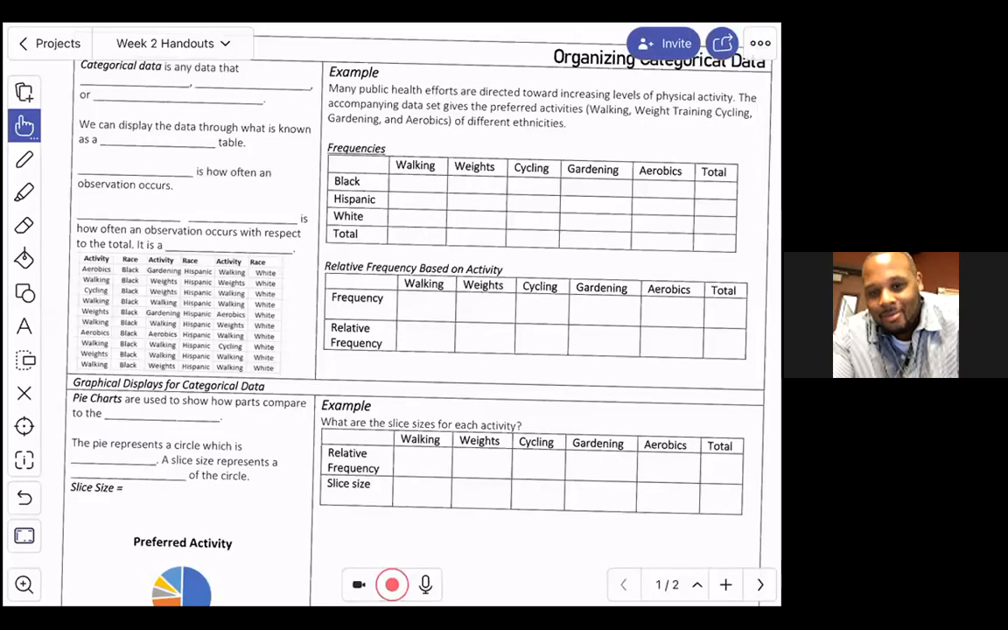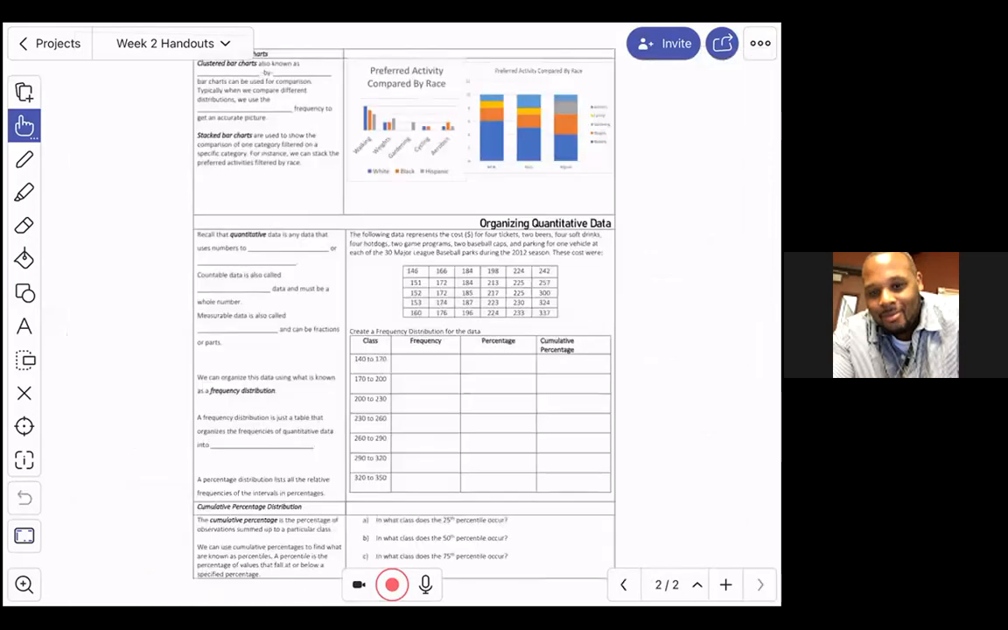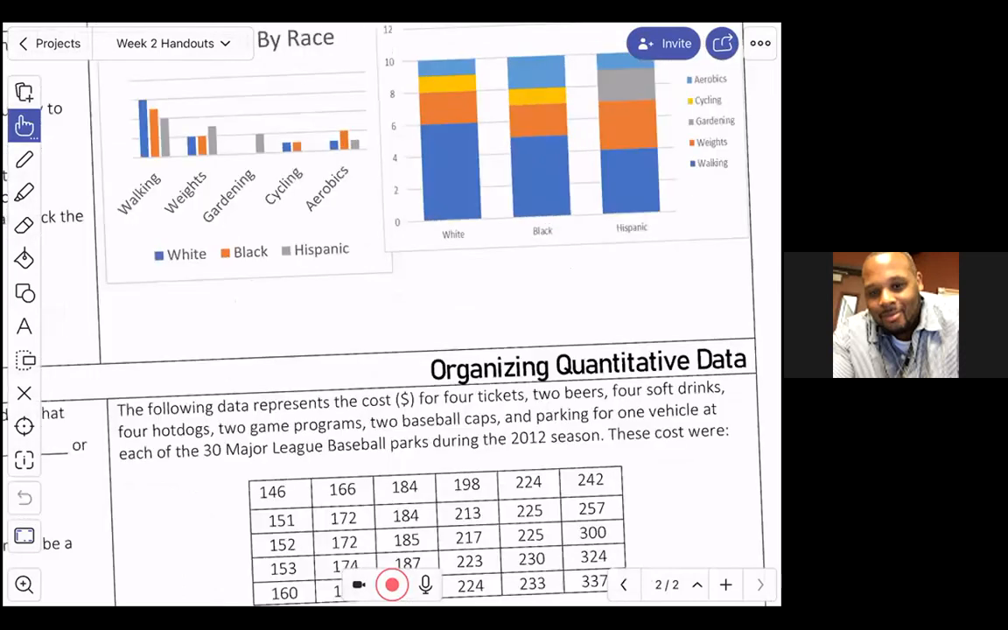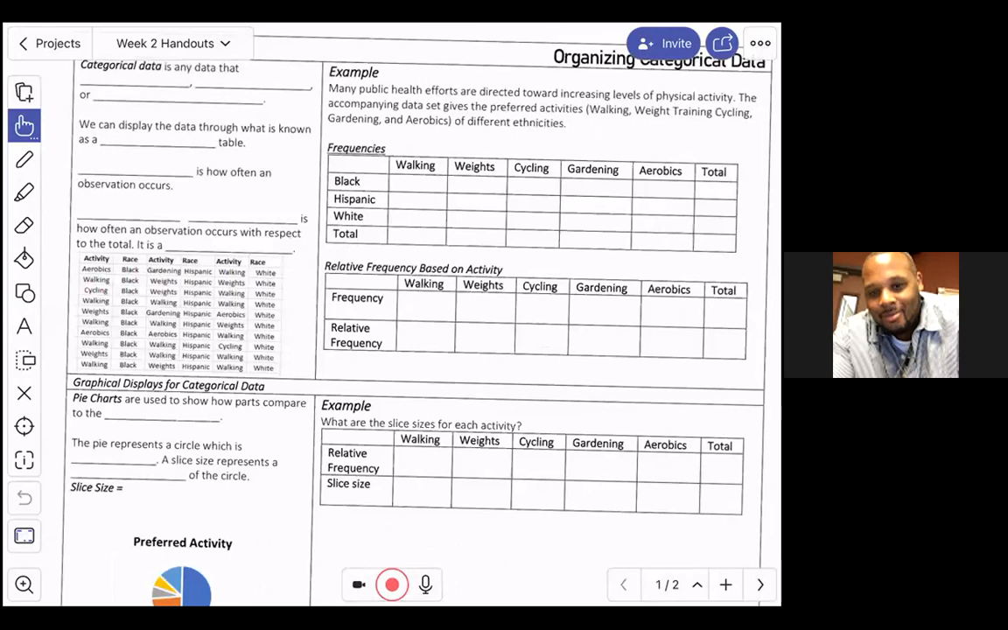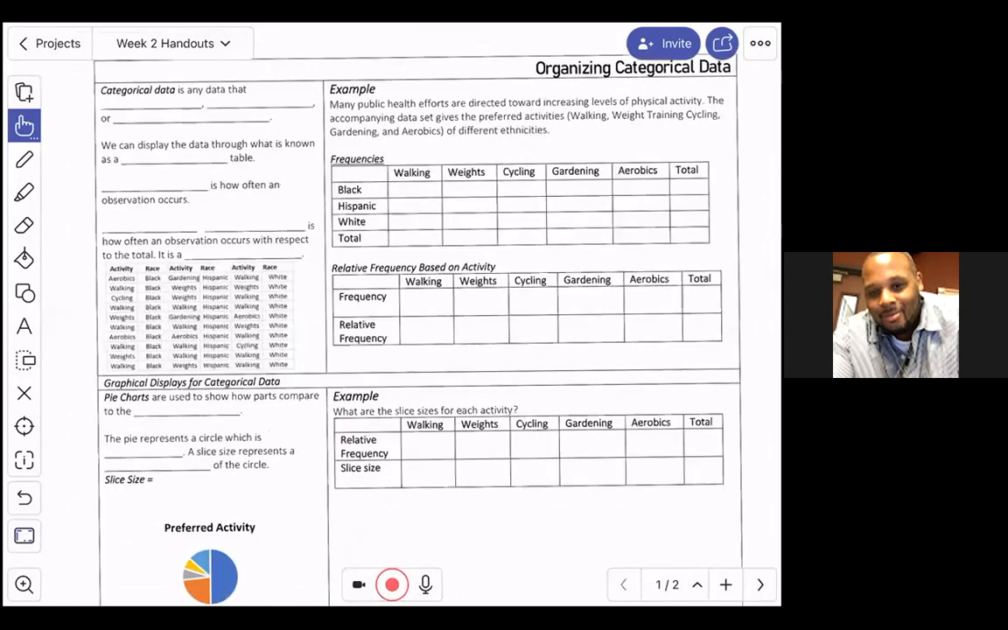So we talked about organizing either categorical data, or what we call quantitative data. We're going to organize both those types of data tonight. And by organize, the goal is this: when I have data, I want to put it into a manageable way to use it. And what I mean by that is this.